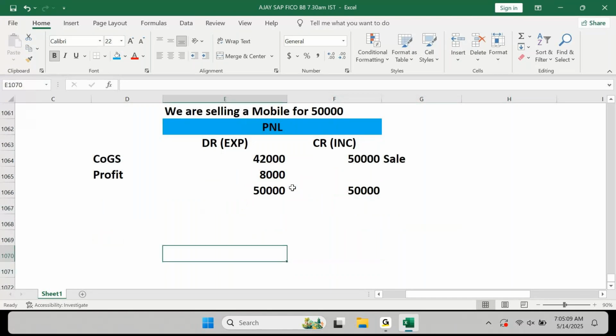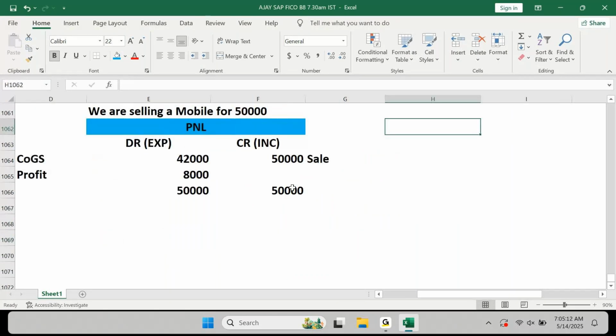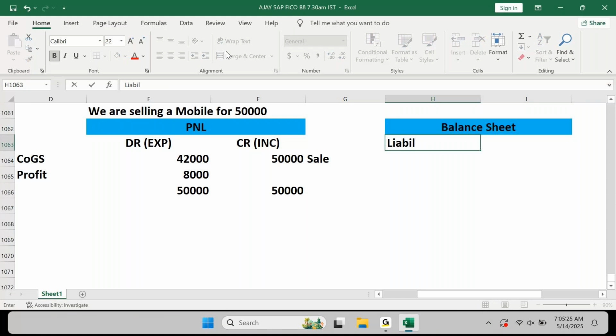Now you will also have a balance sheet, right? In the balance sheet, you will have 2 points, liability plus asset. Stock, until you sell it to the customer, you will keep it with you.